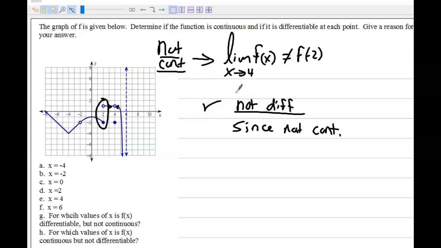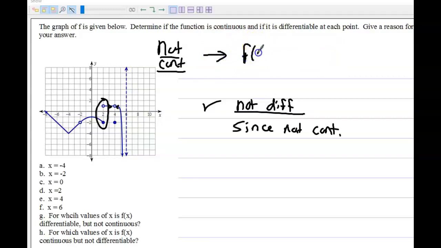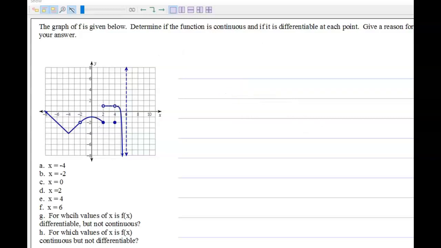Last one, number 6. Letter F is asking, is it continuous at 6? There is no value here at 6 because that's an asymptote. So that means that, once again, it's not continuous because f of 6 does not exist. And since it's not continuous, once again, it's not differentiable at 6. Part G asks us, for which values of x is the function differentiable but not continuous? That's impossible.